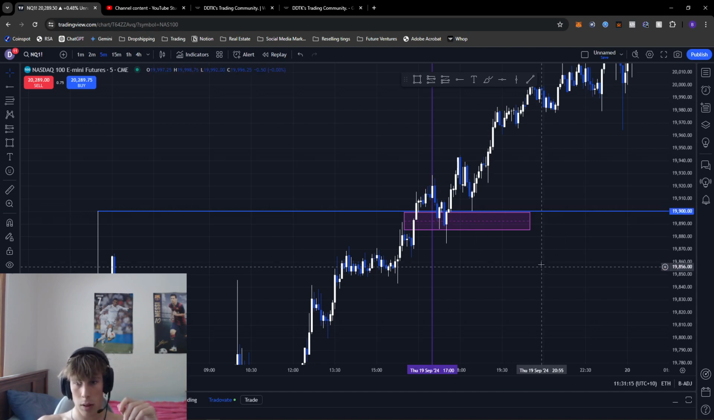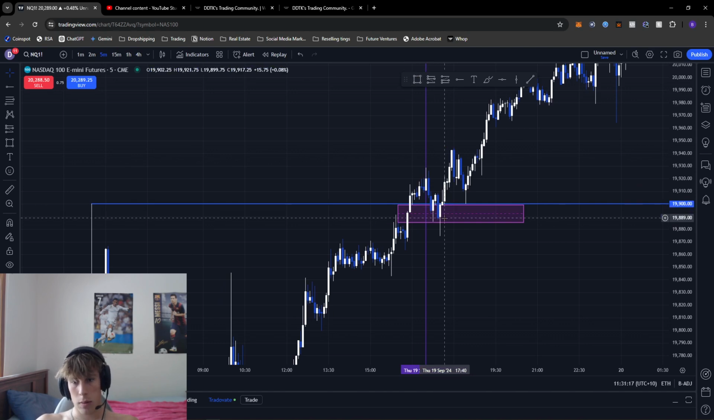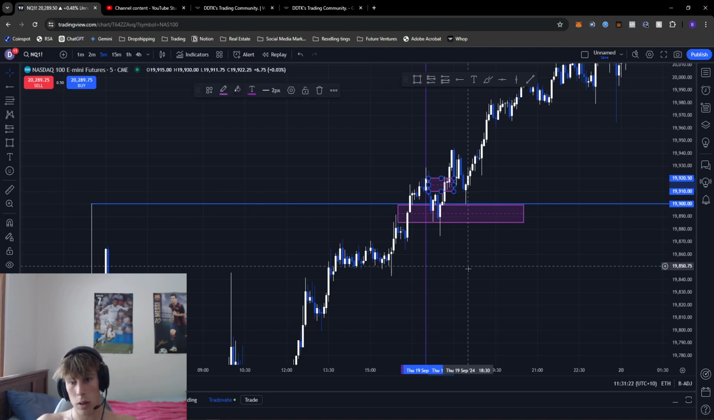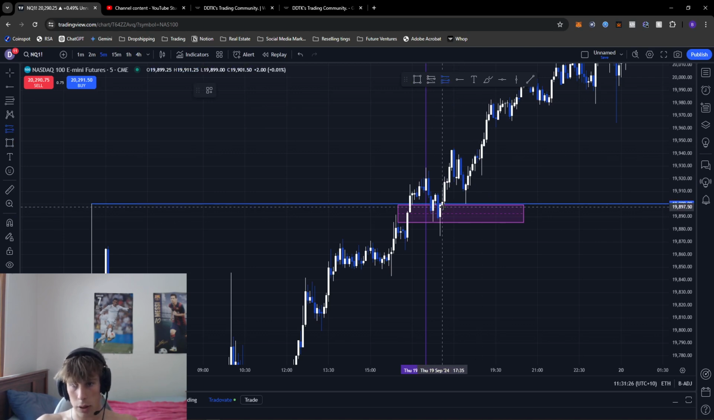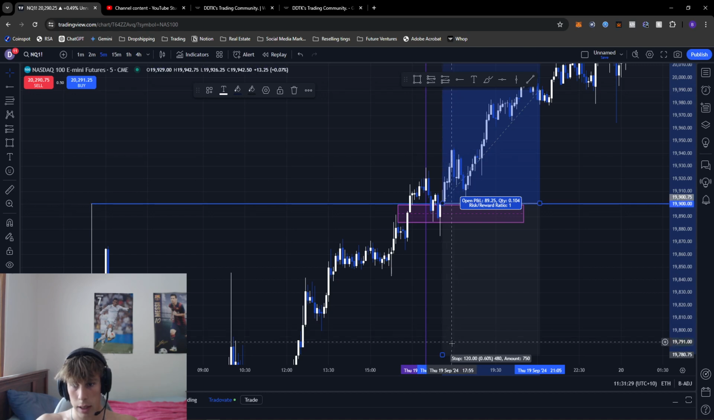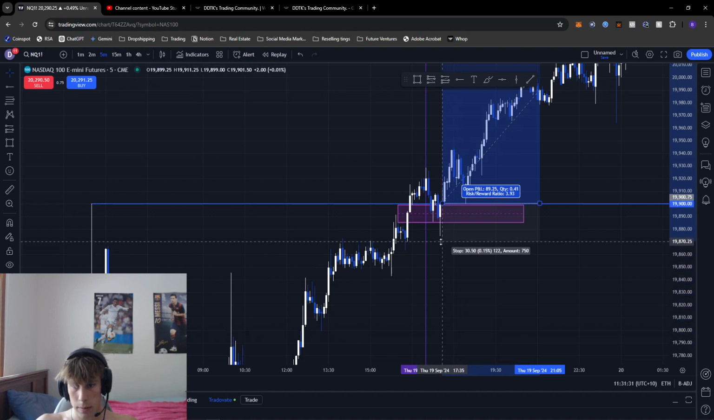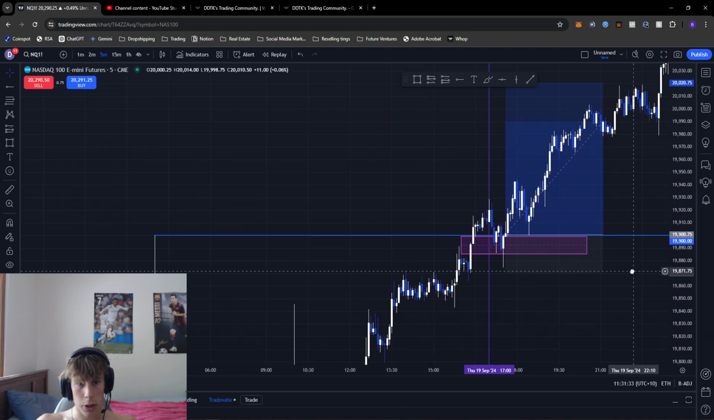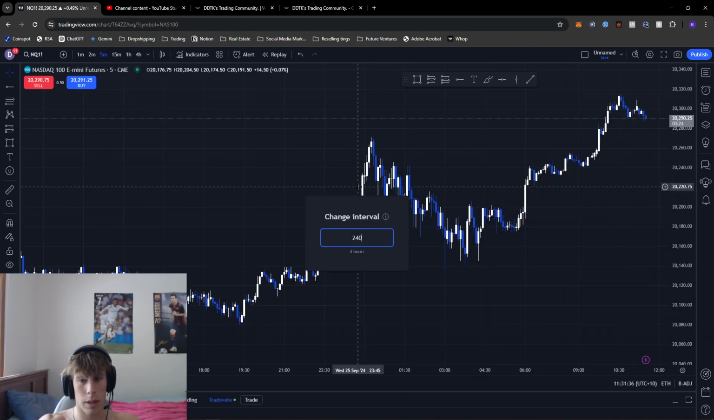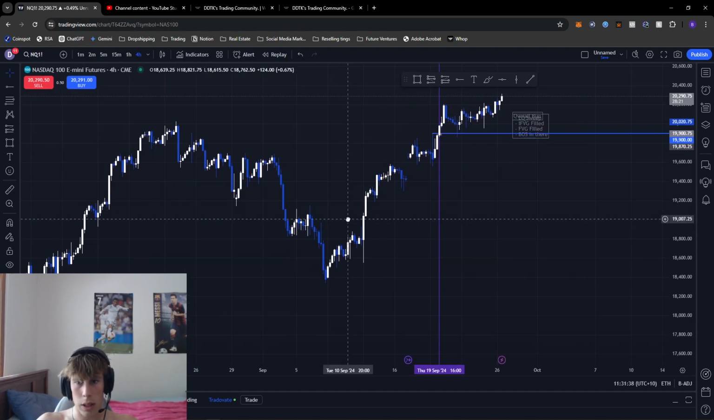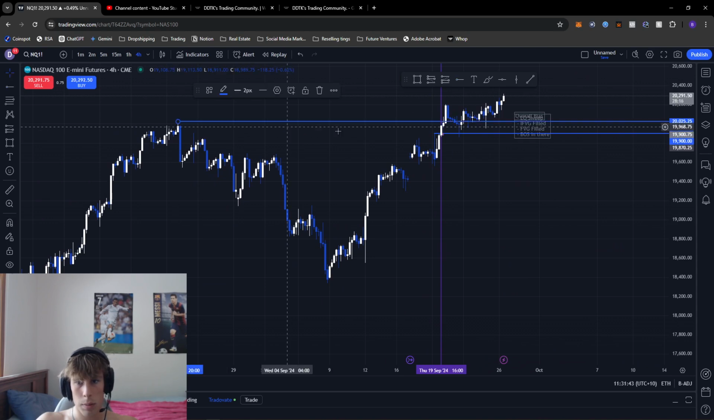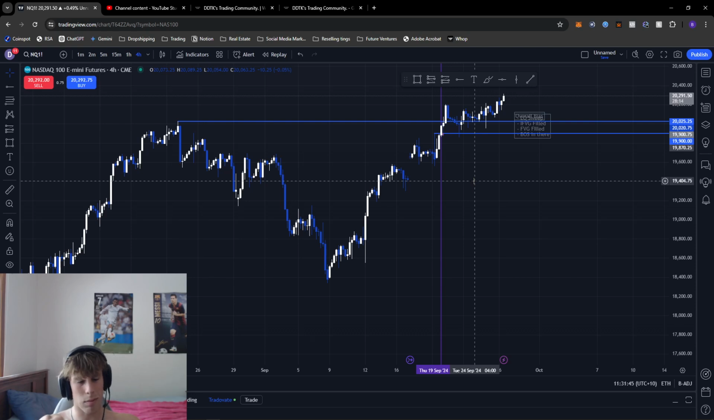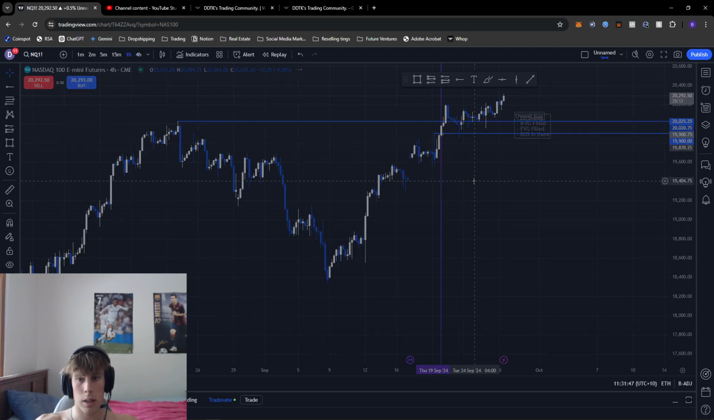So price comes up. It fills this imbalance here really well. This is classic. Easy entries on the first candle breaking out here. And then you'd shoot for, I don't even know. What would you even shoot for here? Them highs? But they get hit like midnight, forget that.